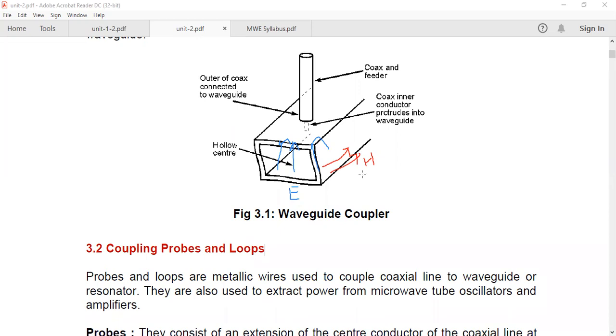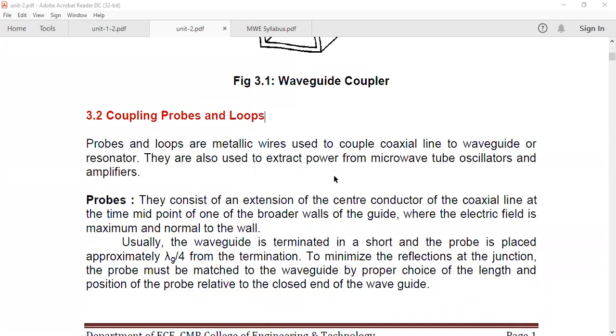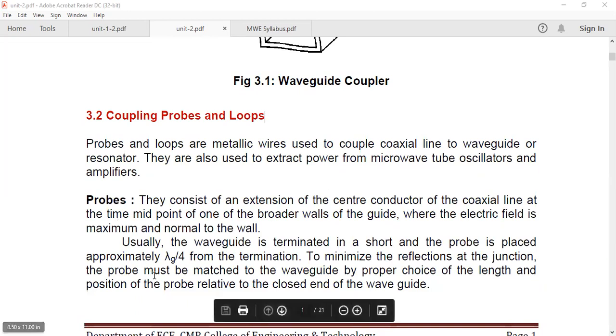Now see, so these are the probes. One more important point you have to remember: the probe we are inserting at a distance of lambda g by 4 from the termination of the rectangular waveguide. The waveguide is terminated in a short end, so the probe is placed approximately lambda g by 4 from the termination. You need to write this point.